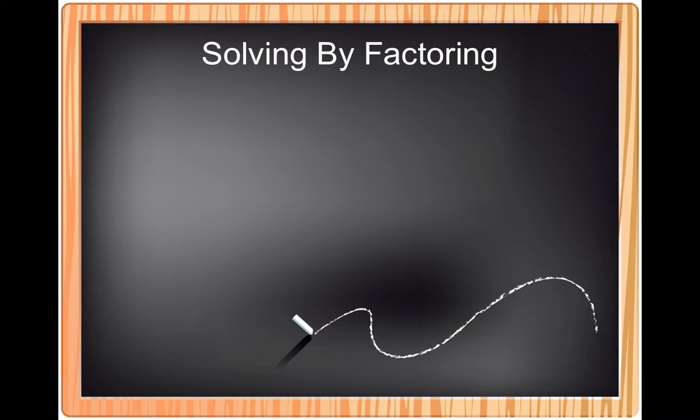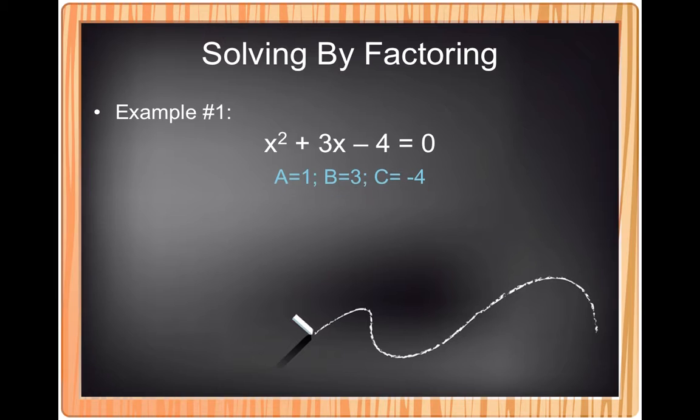Let's learn how to solve a quadratic equation by factoring. We'll use the following example to demonstrate the process of solving. Firstly, identify the a, b, and c values. So a is the number in front of the x squared variable, so in this case a is 1. b is the number in front of x, in this case it's 3, and c is negative 4.